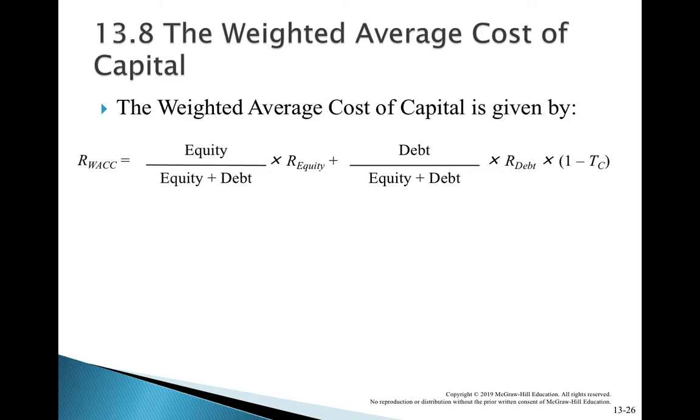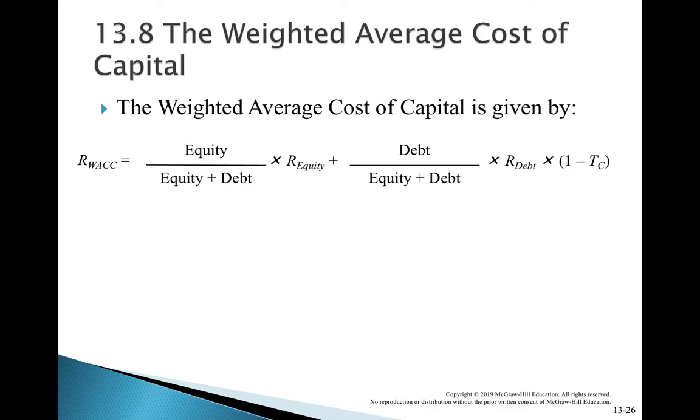How do we calculate the weight of debt? Simple: the debt divided by equity plus debt. For example, if a company has 100 million of capital structure, 60 million is equity and 40 million is debt, then the weight of equity is equal to 60 divided by 100, that is equal to 60%. Weight of debt will be 40 divided by 100.